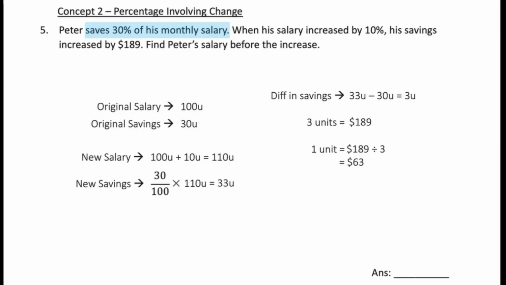Find Peter's salary before the increase. Before the increase, it is this. Original salary, 100 units. After the increase, it will be 110 units. They're asking before the increase, so it's 100 units. 100 times 63, $6,300.